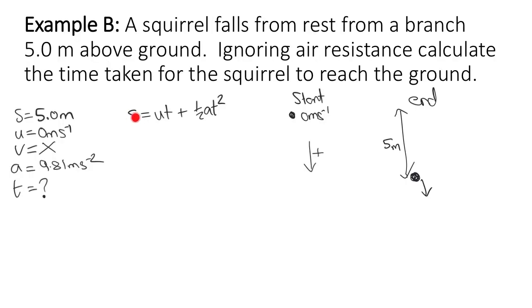So instead of s, I'm going to write 5.0. Then as u is 0, I'm going to write 0t plus, and since my acceleration is 9.81, I'm going to write plus a half times 9.81 times t squared. I can then simplify this down to 5.0 equals 0, which I don't need to rewrite, times a half times 9.81, which is going to be 4.905 times t squared.